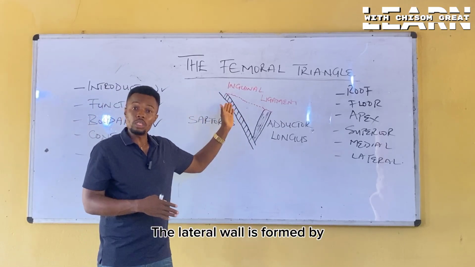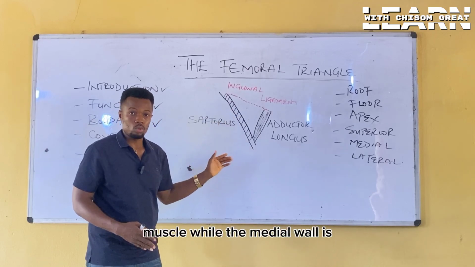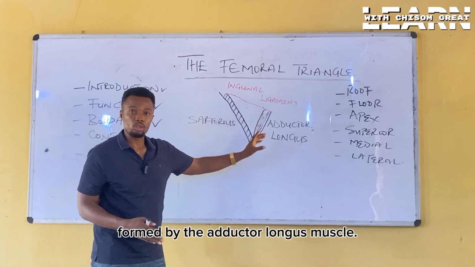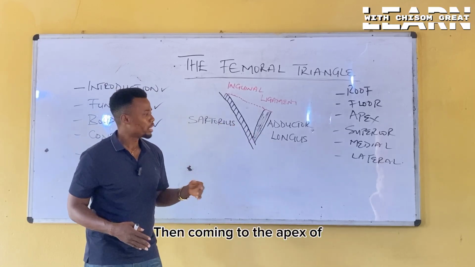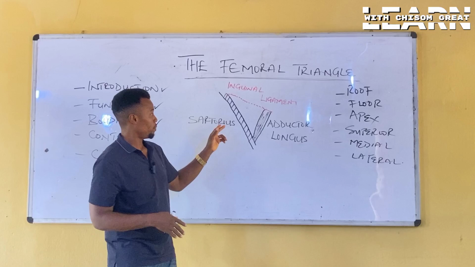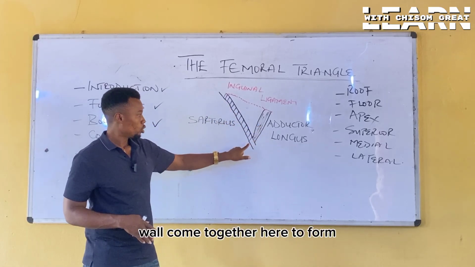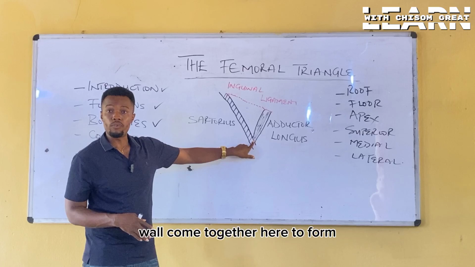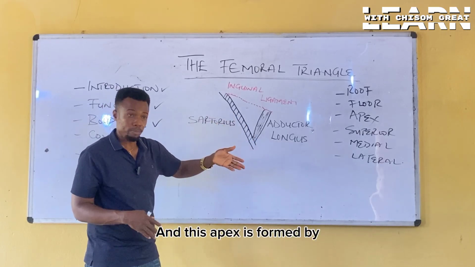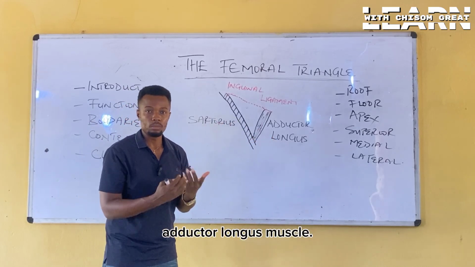The lateral wall is formed by the medial part of the sartorius muscle, while the medial wall is formed by the adductor longus muscle. Then coming to the apex of the femoral triangle, you notice that the lateral wall and the medial wall come together here to form the apex. And this apex is formed by both the sartorius muscle and the adductor longus muscle.